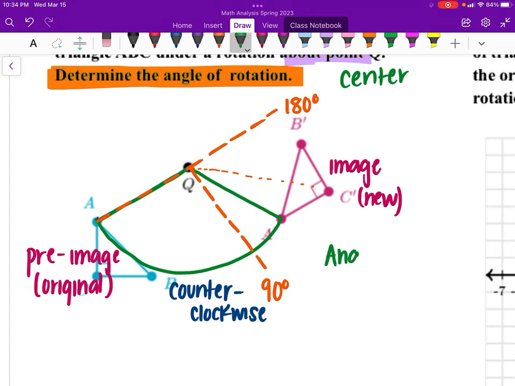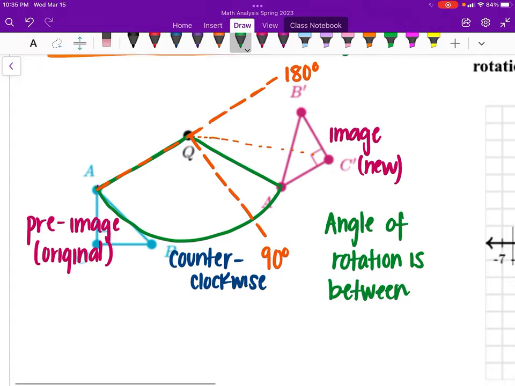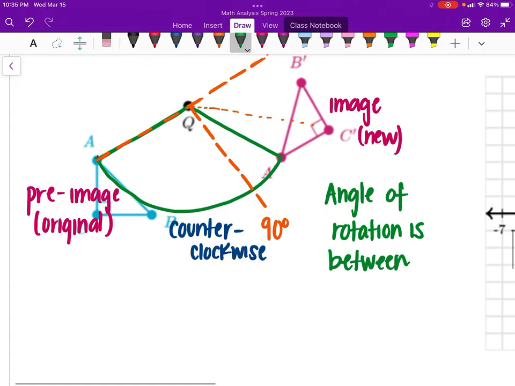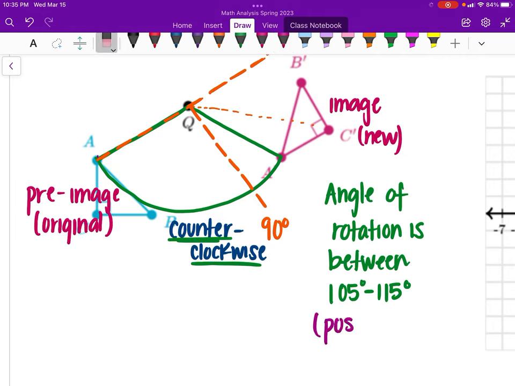Angle of rotation in this case is between, because I'm not going to give an exact answer here, maybe 105 to 115. I feel like it's closer to 115, but it's between these two. And because it's going counterclockwise, it is going to be positive. So our angle of rotation here is positive. Let me write it next to the counterclockwise part. This is positive.